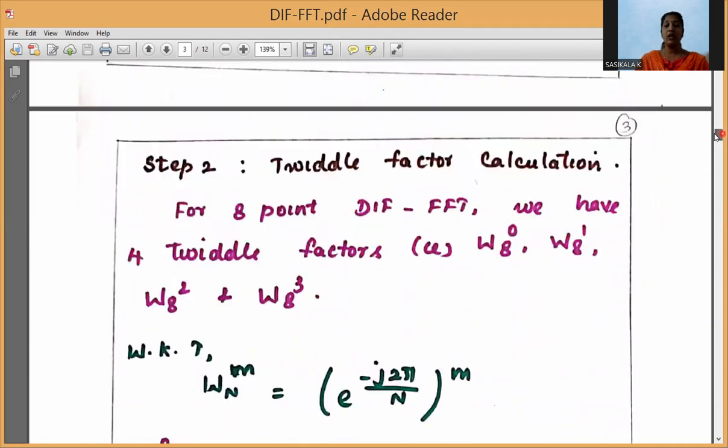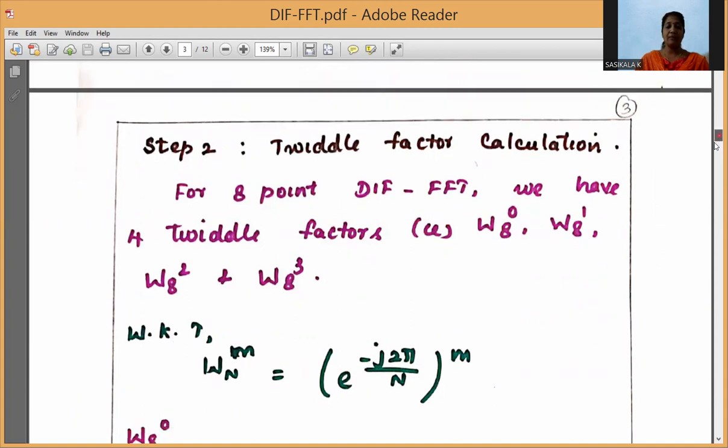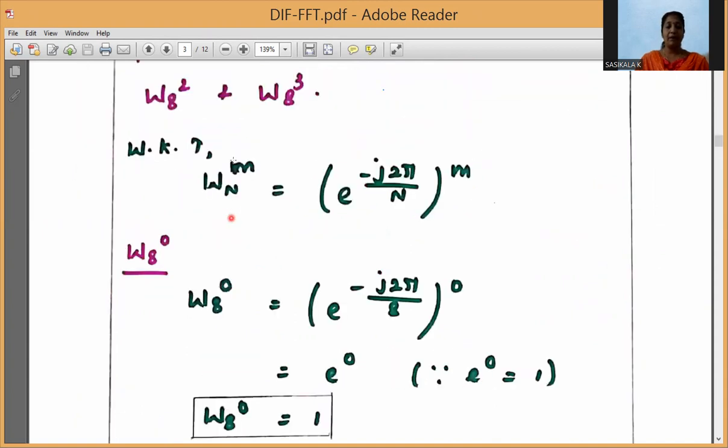Step 2 is twiddle factor calculation. So for an 8-point DIF FFT, we have 4 twiddle factors. That is W base 8 power 0, W8 power 1, W8 power 2 and W8 power 3. We know that the formula for the twiddle factor is W base N power m is equal to e power minus j 2 pi by N, the whole power m.